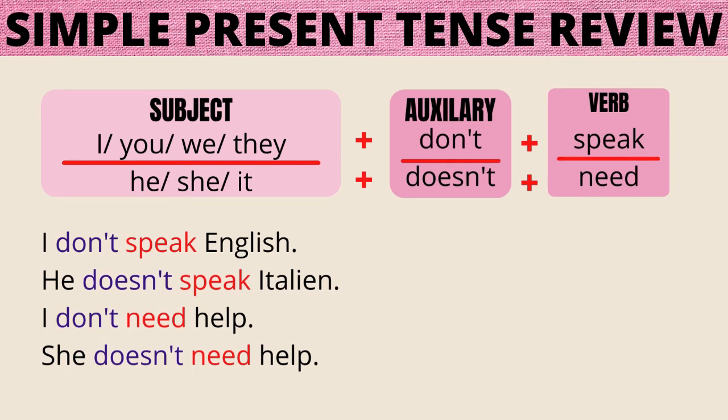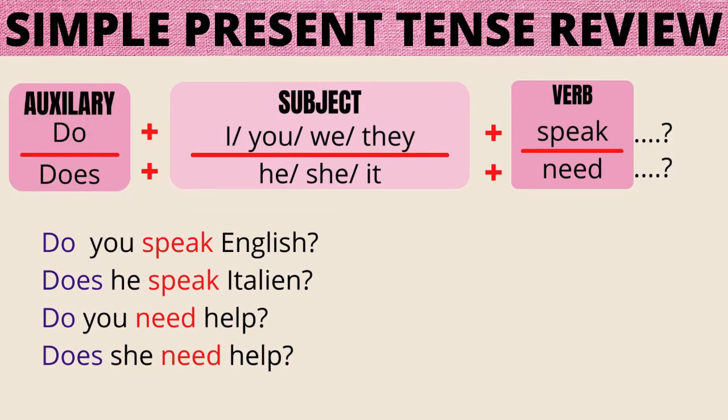She doesn't need help. We use do or does to make questions in the present simple tense. Do is used for questions with I, you, we, and they. Does is used for questions with he, she, and it. Also, the same rules apply for the verb in questions. We use the base form of the infinitive. For example, do you speak English? Does he speak Italian? Do you need help? Does she need help?